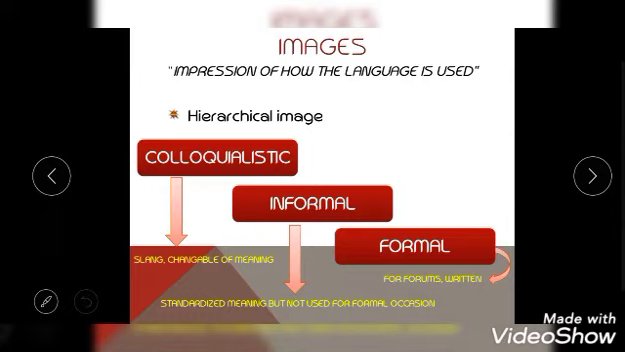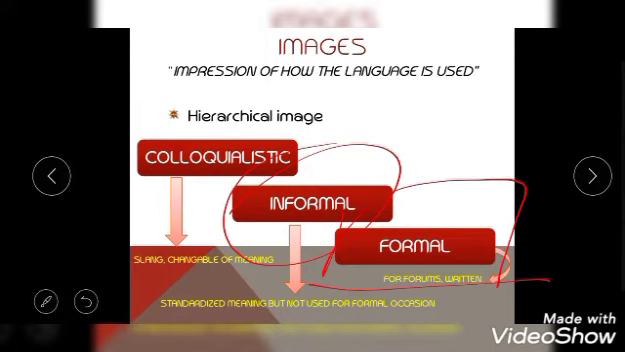And the next is informal. Informal actually is mentioned in the dictionary, but it is not appropriate to be used in forums or formal occasions. The last hierarchy is formal, the formal language.